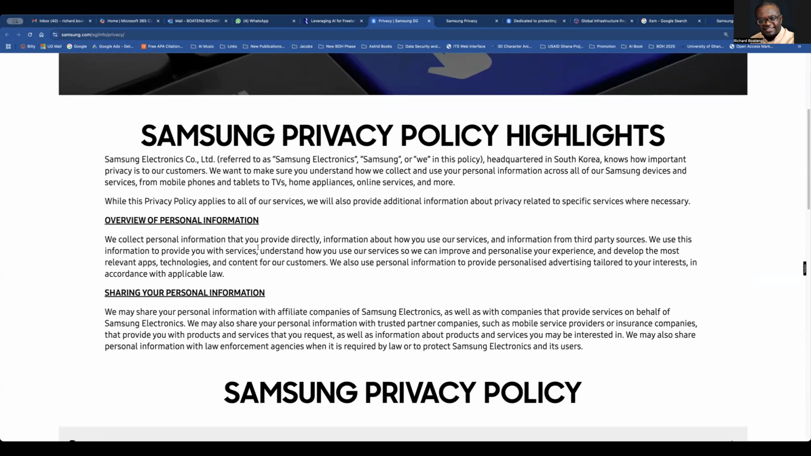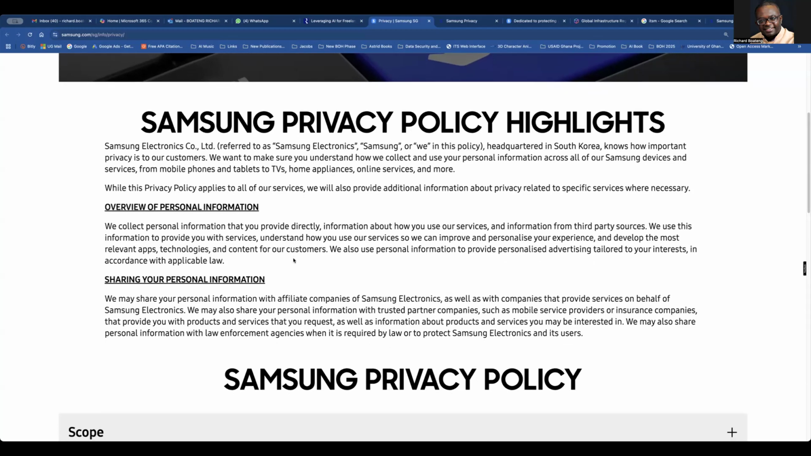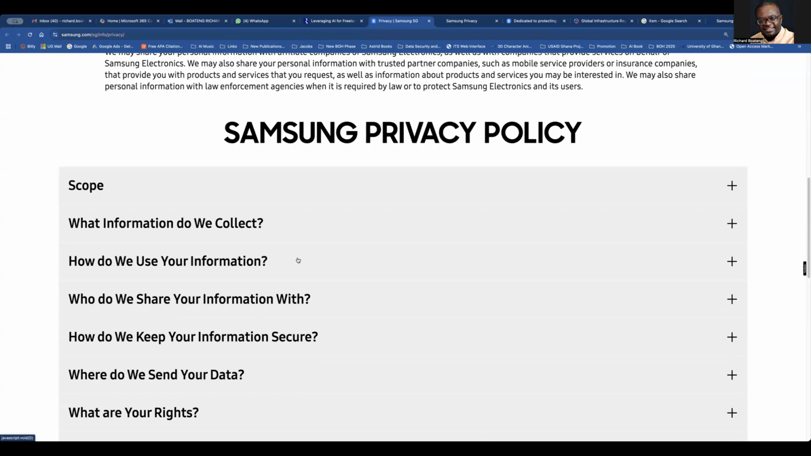We collect personal information that you provide directly, information about how you use our services, and information from third-party sources. Then it goes on to sharing of personal information. Then it goes on to point out what we call the scope.